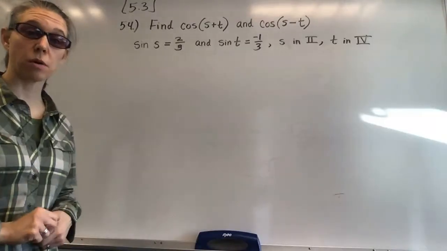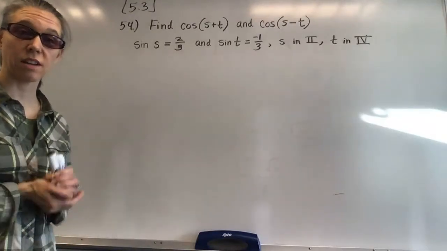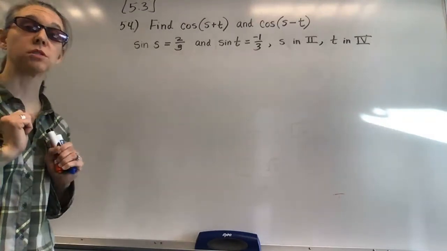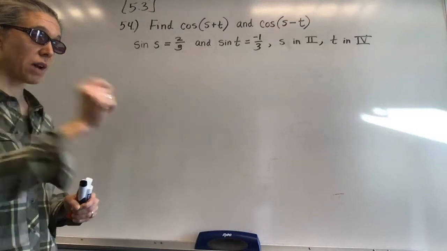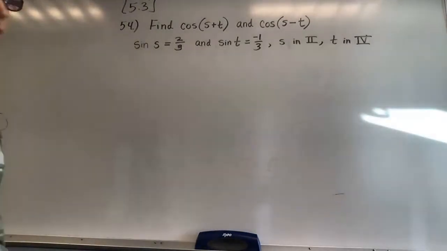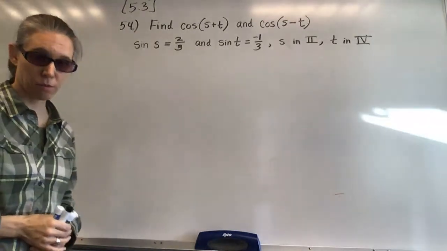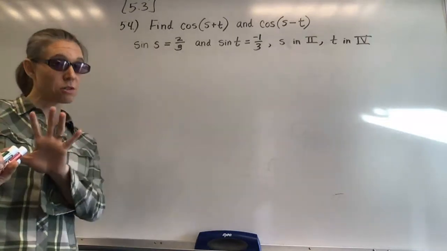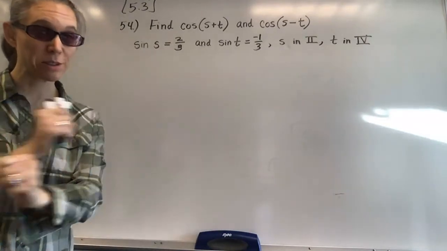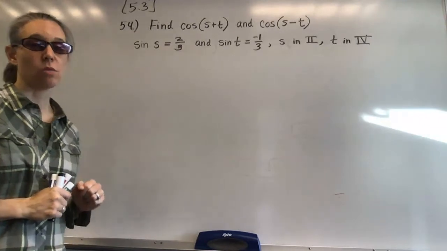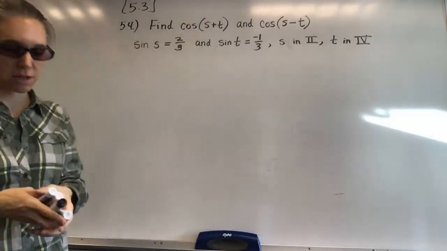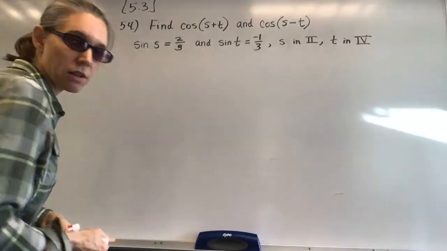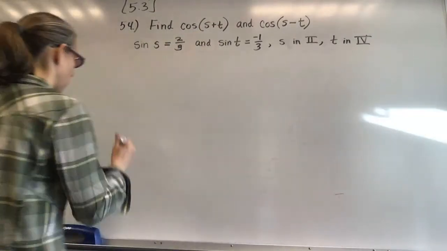Here's number 54. When I first copied it down, I copied it down as a blend between two different problems. So always make sure that when you copy your work, you double check that you copied it from the correct problem. This is a trickier problem than what we had before, but it doesn't need to be tricky if you draw diagrams and label them correctly. What we're trying to do is find the cosine of s plus t and the cosine of s minus t. Simple enough. Let me come down here and write those out.